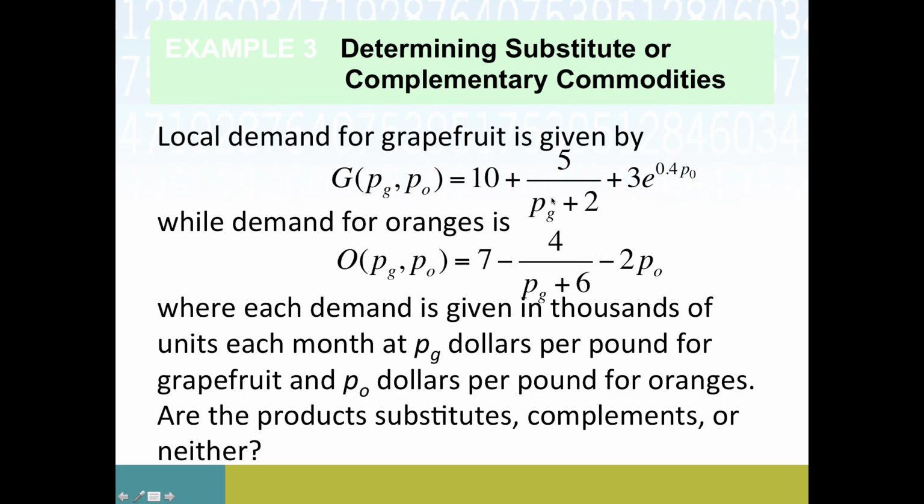Well, we got lucky in the last one. The last one, this fraction didn't have our variable of interest. This one does though, so p sub g is going to have to get factored into this, if you will. Minus 2 times the price of the oranges, but hey, this doesn't have a price of grapefruit in it, so this is going to be 0 as well. So really, this fraction here is going to be the main interesting piece.